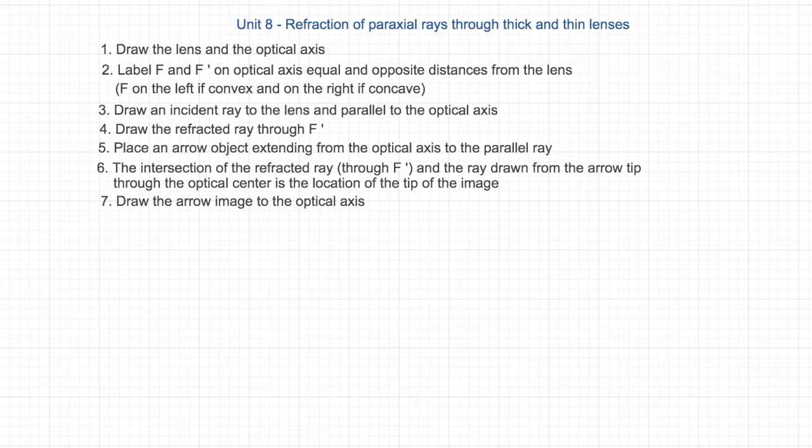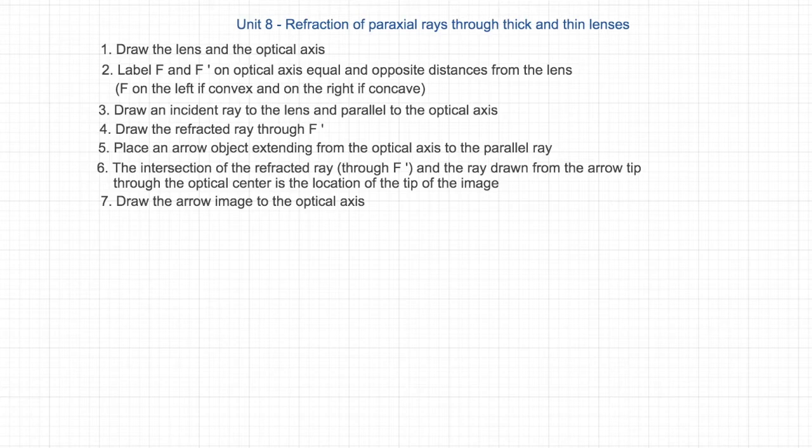Now here are the ray tracing rules to determine where your objects and images are by drawing. You start with drawing the lens and the optical axis. You label F and F' on the optical axis at equal and opposite distances from the lens. F will be on the left if it's a convex lens, and it will be on the right if it's a concave lens. Then you draw an incident ray to the lens that's parallel to the optical axis, and draw the refracted ray through F'.